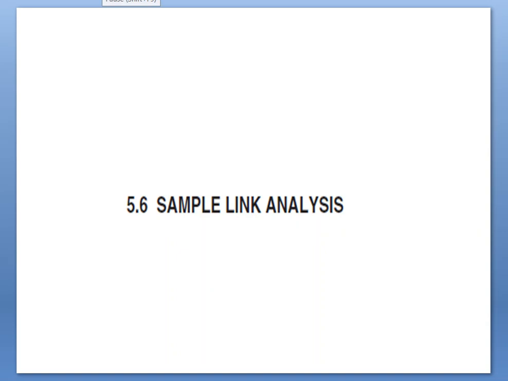In this session, we discuss sample link analysis. In previous sections, we have developed the basic link parameters relationship. In this session, we use that relationship to calculate a sample link budget.